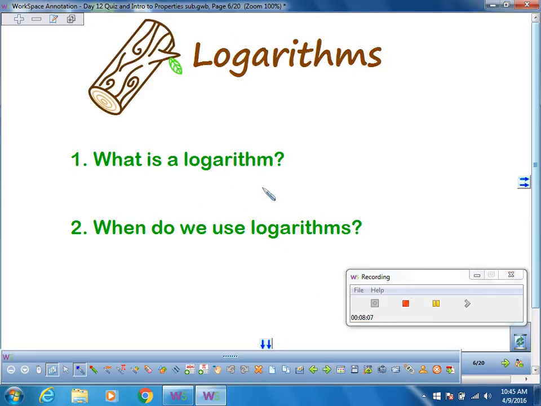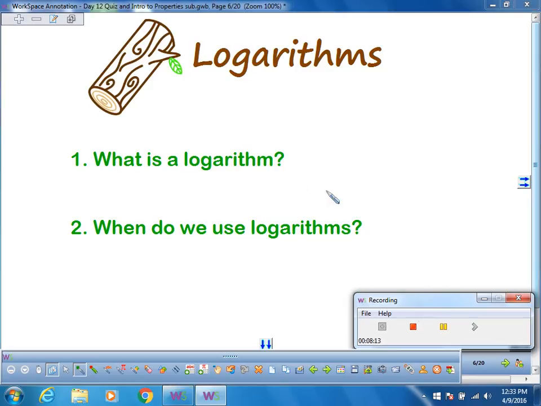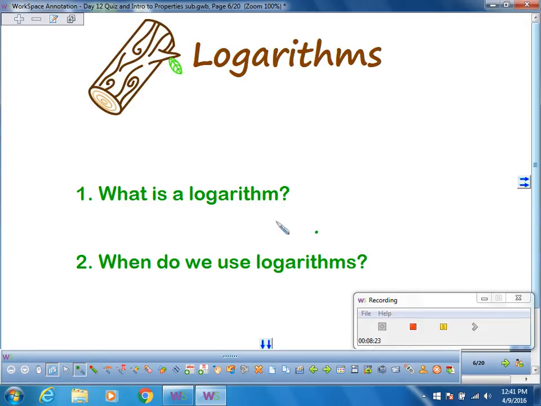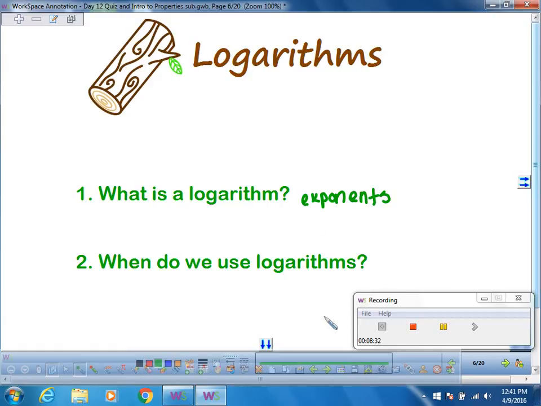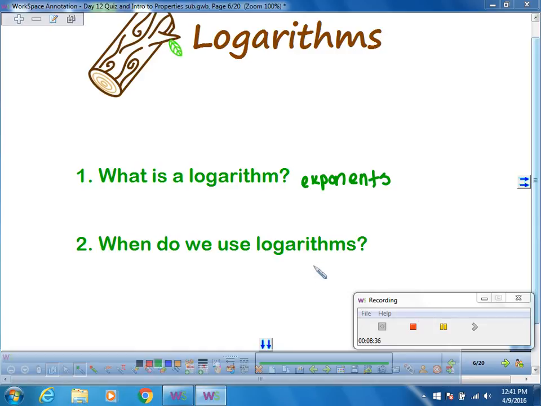All right, what is a logarithm? Logarithms are exponents. So if a logarithm is an exponent, then when do we need logarithms? Well, we need logarithms when we can't find an exponent, and we're looking for an exponent.